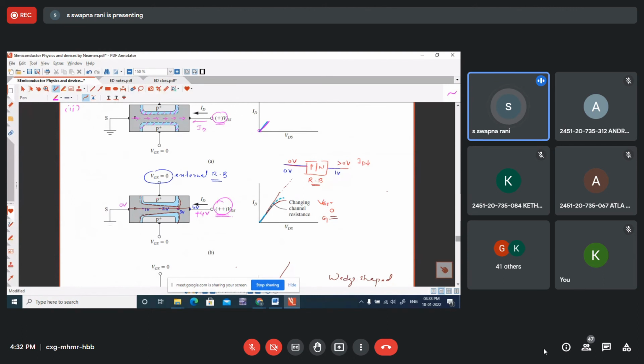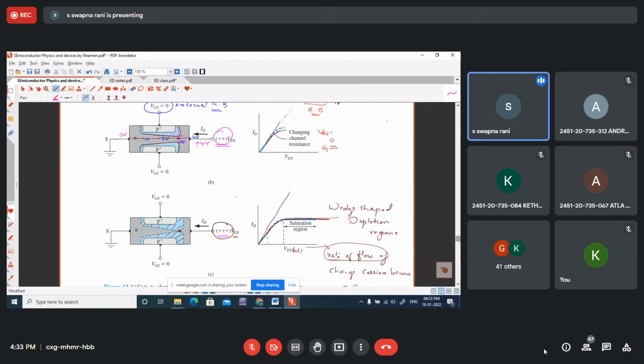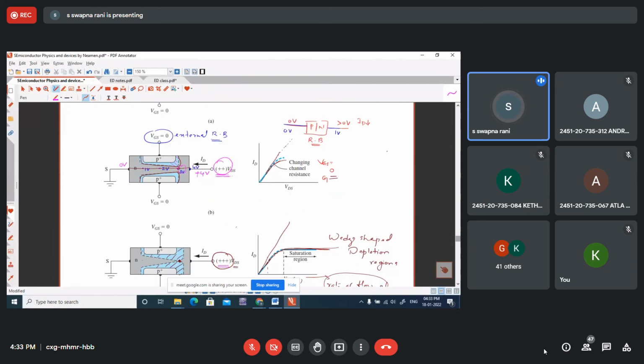When this positive potential is further increased, the gate channel junctions will become reverse biased, and the depletion region is not uniform, because the reverse bias effect is more at the points which are more towards the drain end. This type of shape of the depletion regions is called wedge shaped depletion regions. When wedge shaped depletion regions are formed, the rate of flow of charge carriers starts decreasing and the slope of the curve decreases.